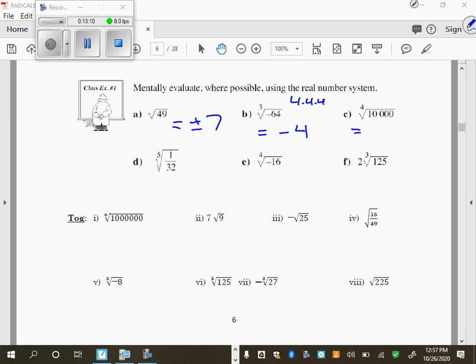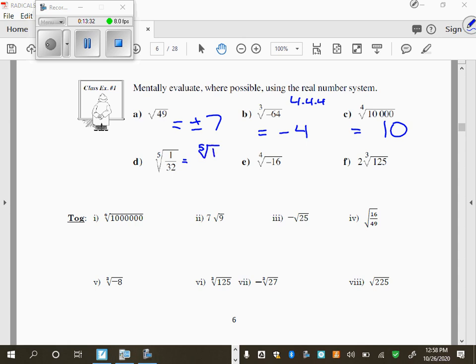Next row. Anybody know the fourth root of 10,000? Or that row? Yeah, fourth root of 10,000. What multiplied? Positive negative 10 is correct. 10 is good enough. Good job.